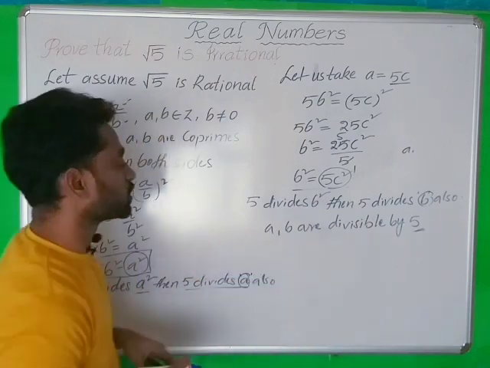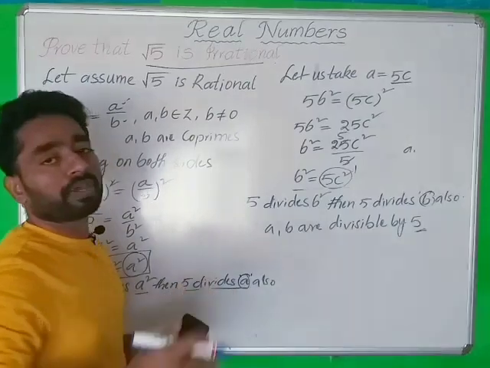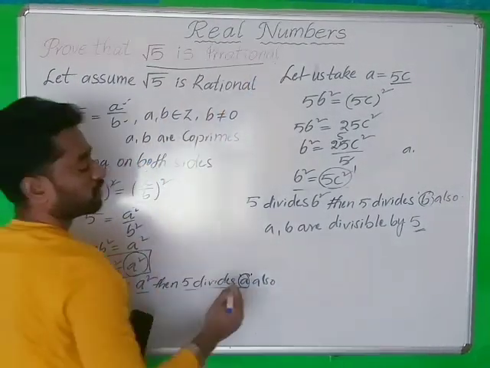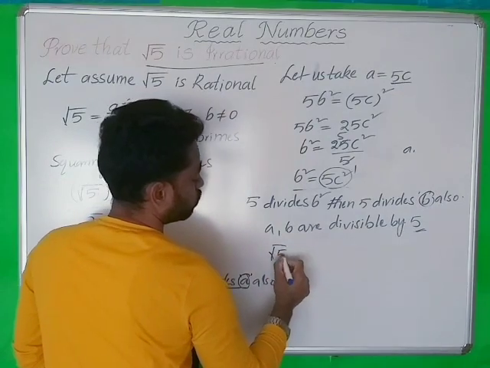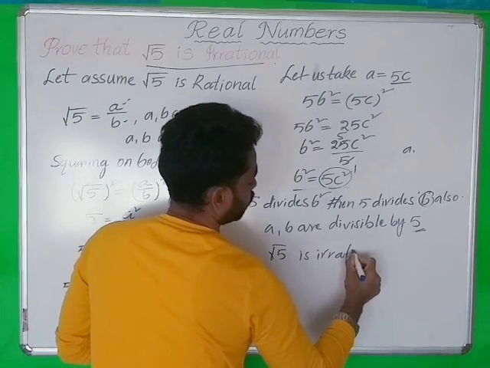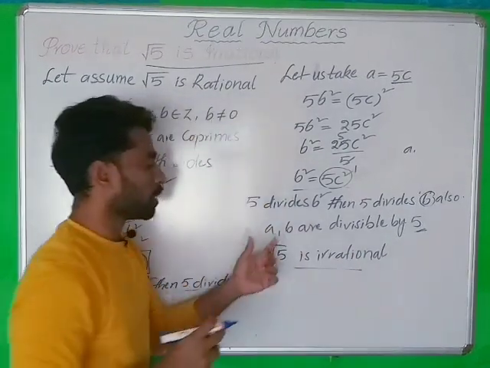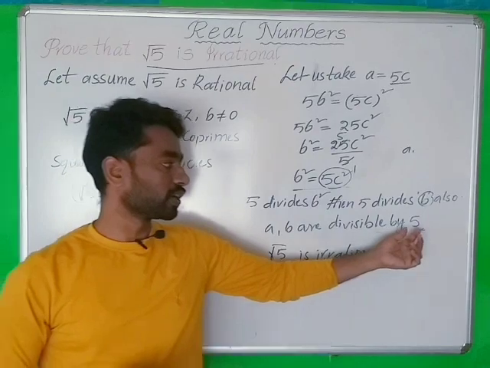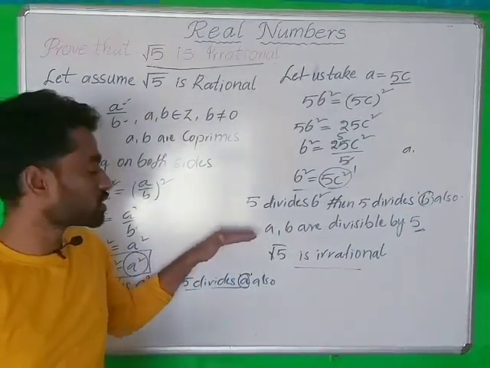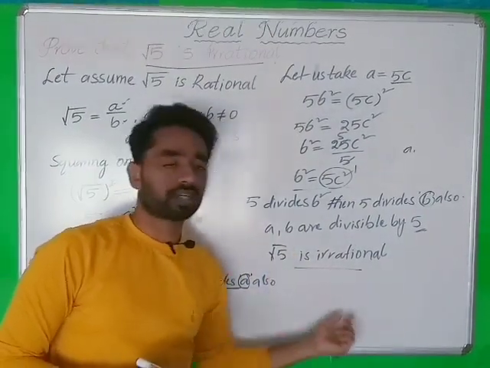So now we can realize that our original statement becomes true. What is the original statement? Root 5 is irrational. Root 5 is irrational because if it were rational we would get the common factor only 1, but we are getting common factor as 5. That's why we got the contradiction here, and that's why we realize root 5 is irrational. It is the original statement.